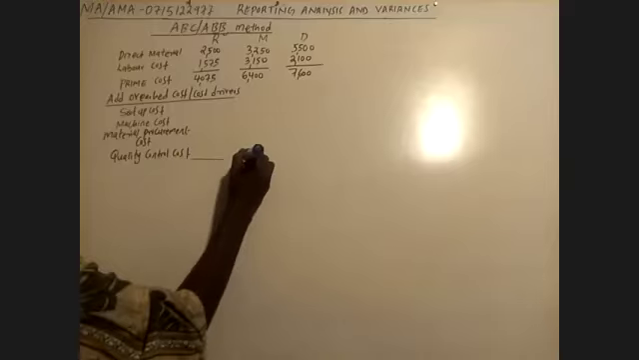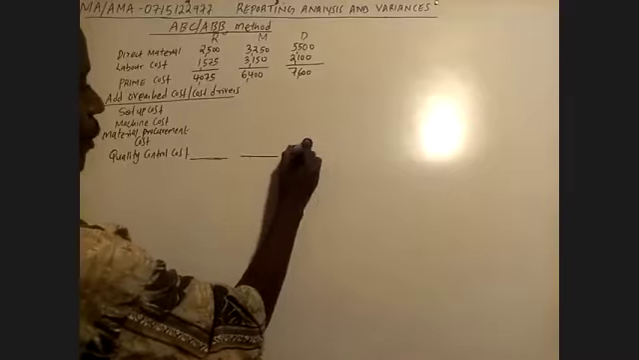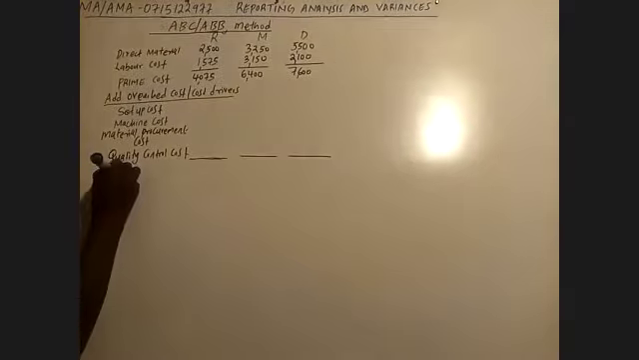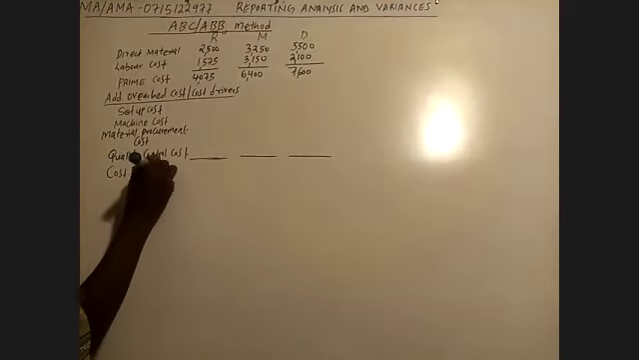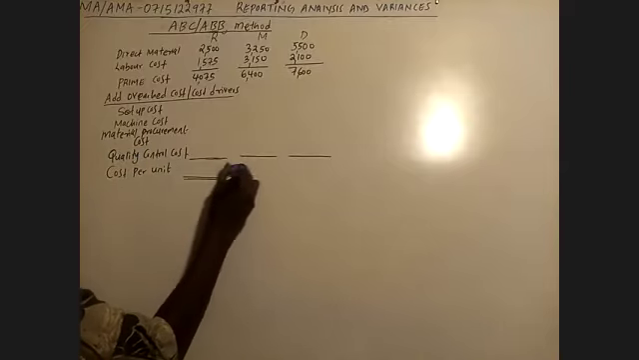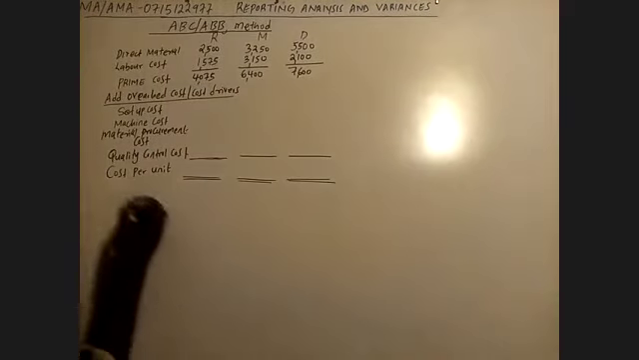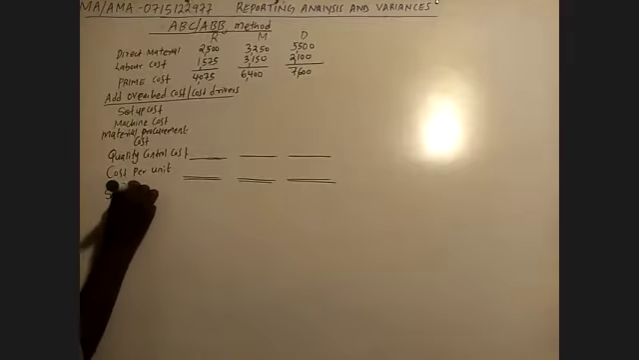So tuko na R, M, na D, so that you can get cost per unit. And when the first working, let's start with the first working, the setup cost.